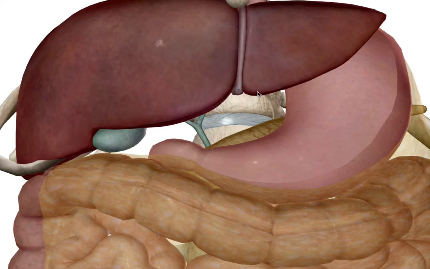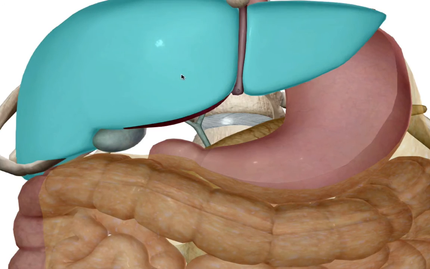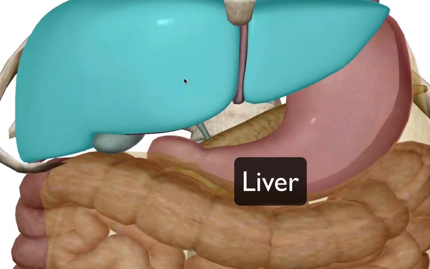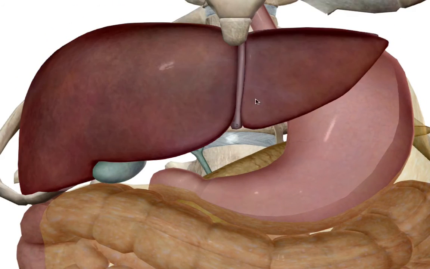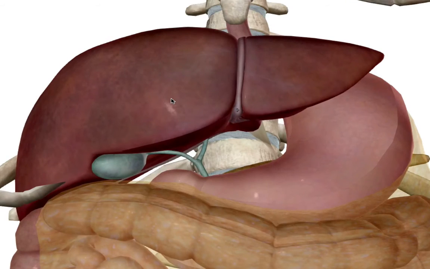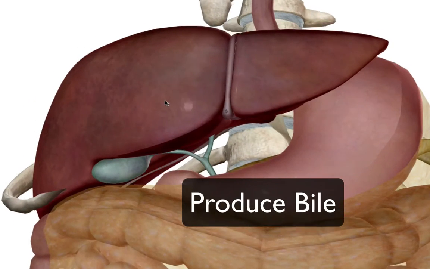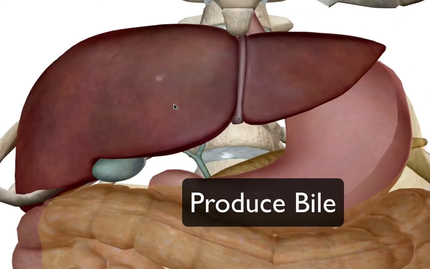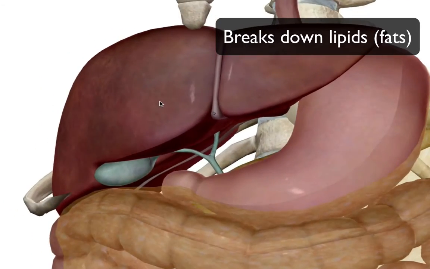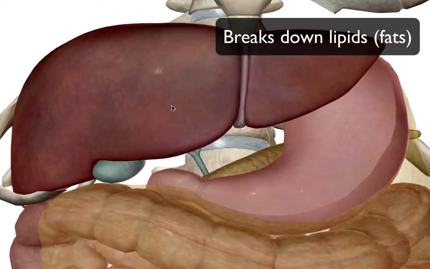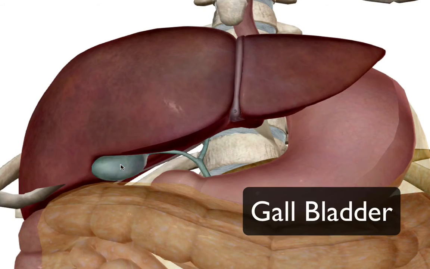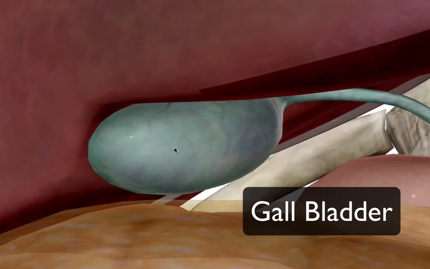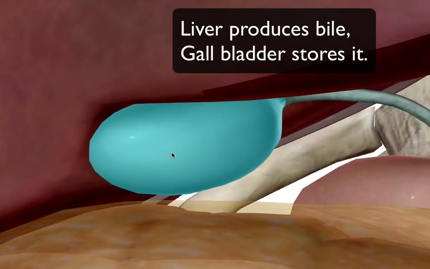Just zooming out a tad bit and adding a few organs, we see here we have the liver. The liver is the largest gland in the human body. It has several hundred functions, and in terms of the digestive system, it only has one particular job, and that's to produce bile. Bile is used to break down fats that we consume. So when the hepatocytes, the cells in the liver, produce bile, it stores it in this bladder right here that you see that's just at the base of the liver, and that's called your gallbladder.